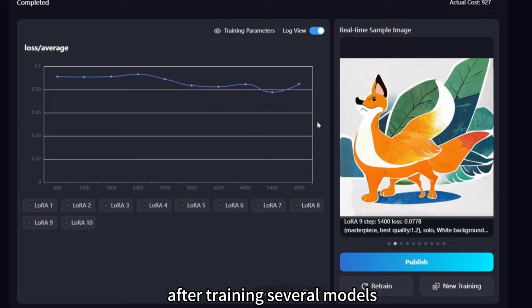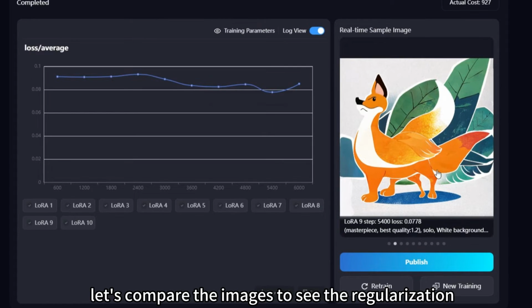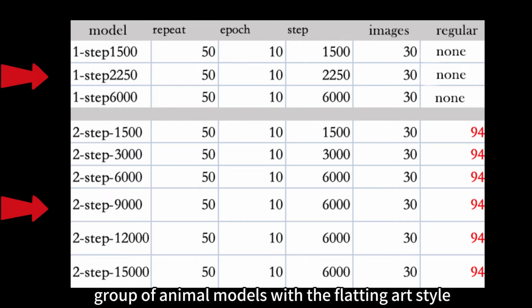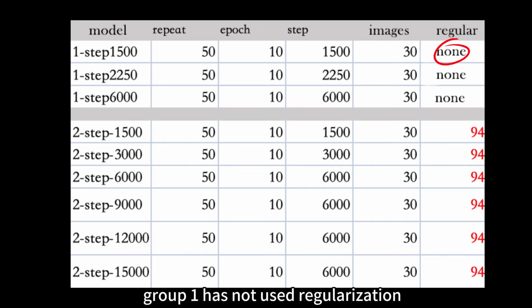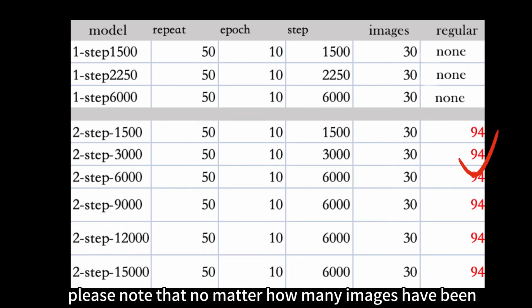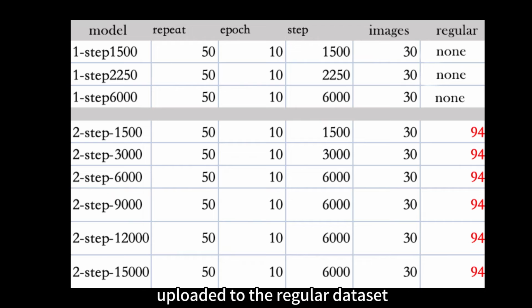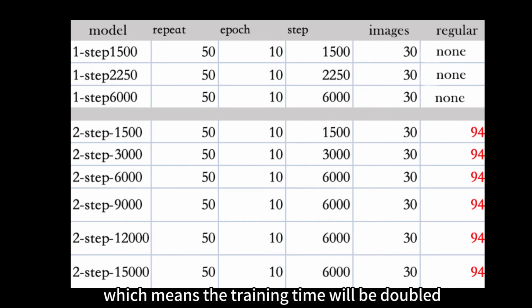After training several models, let's compare the images to see the regularization effects. Here is a group of animal models with the flatting art style. Parameters of Group 1 and Group 2 are the same. Group 1 has not used regularization. Group 2 has used regularization. Please note that no matter how many images have been uploaded to the regular dataset, training steps will be doubled, which means the training time will be doubled.